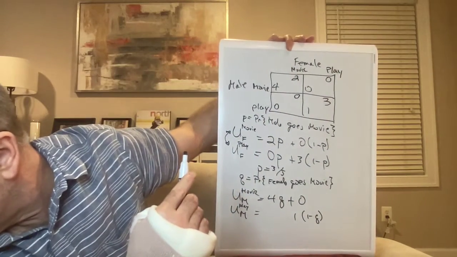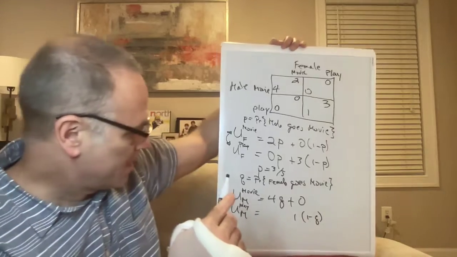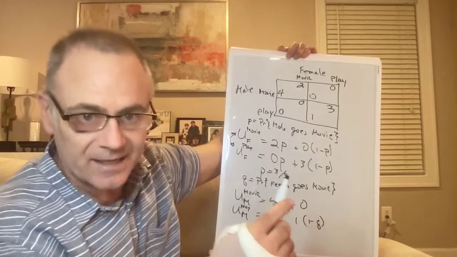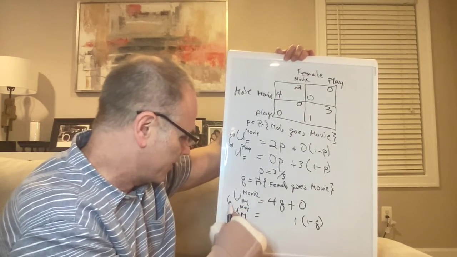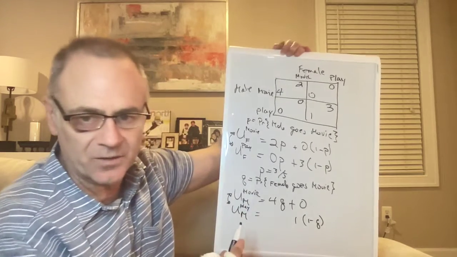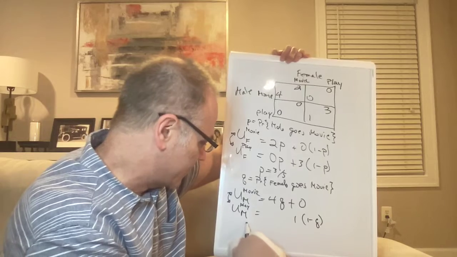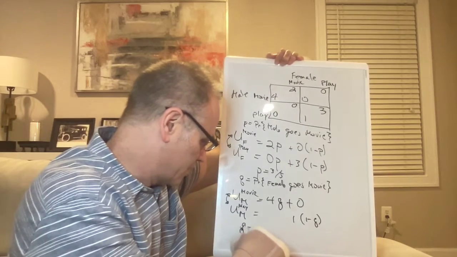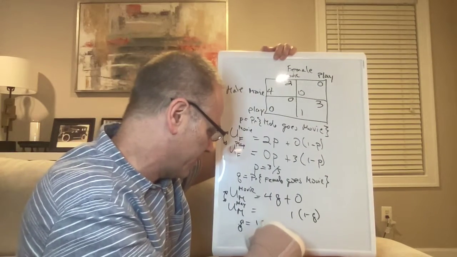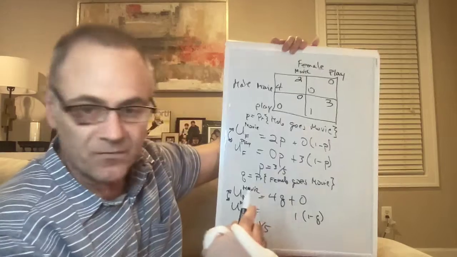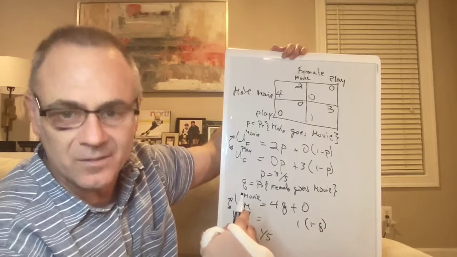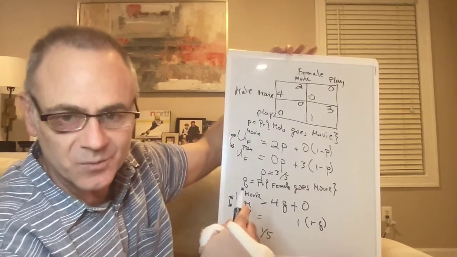Okay. And did I get that? Okay. So now Q must be set so that the male is indifferent between either action. So we've got to set those utilities equal to each other. And so that implies that Q equals, I'm going to skip the algebra, 1/5. But you can do this on your own. 1/5. Okay. All right. So probably male goes movie is Q.